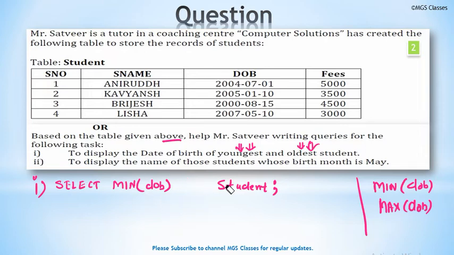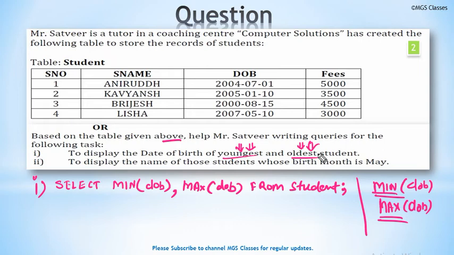We will write the max function also in the same query, because it is asking for the youngest and oldest student date of birth in the same query. So comma, you will write max of DOB from student. So this is the answer of the first question. Using min DOB, you will get the youngest date of birth, and using max, you will get the oldest student date of birth. So this way you can write.